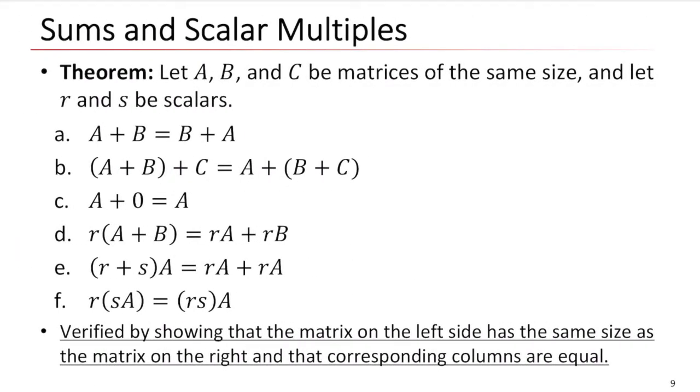Okay, so there are some properties related to the summation and scalar multiplication in the matrix space. Let's say there are matrices A, B, and C with the same size, and R and S are scalar values. Then each of these properties should be satisfied. First of all, A plus B is equal to B plus A. Okay, and this is very intuitive, right?